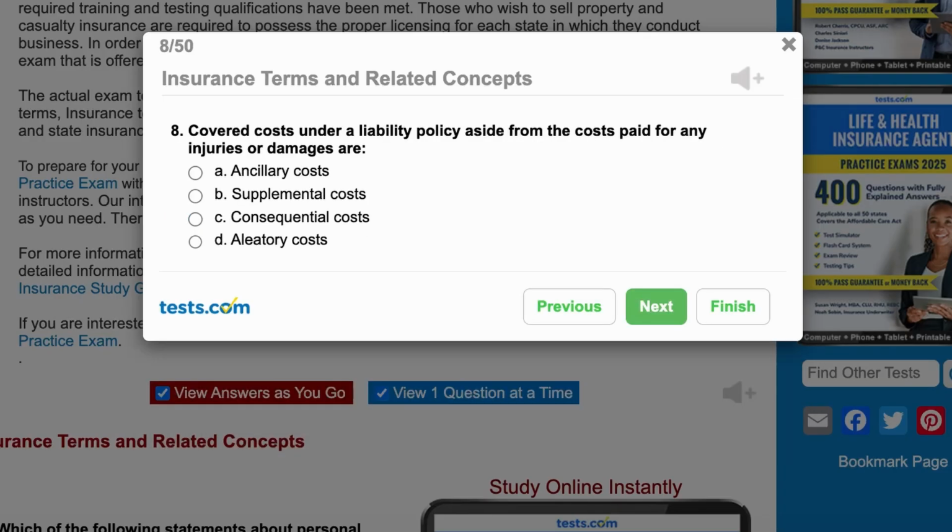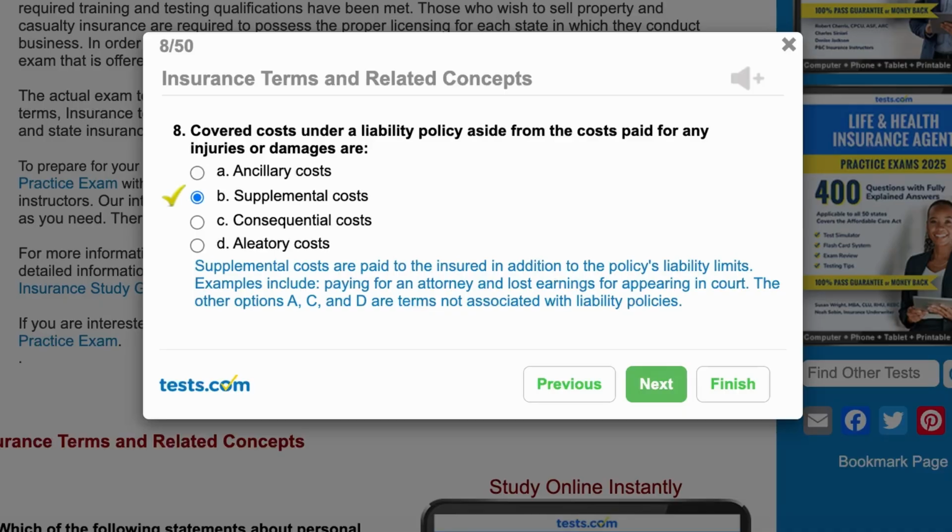Question 8. Covered costs under a liability policy, aside from the costs paid for any injuries or damages, are A. Ancillary costs. B. Supplemental costs. C. Consequential costs. D. Aleatory costs. B. Supplemental costs. Supplemental costs are paid to the insured in addition to the policy's liability limits. Examples include paying for an attorney and lost earnings for appearing in court. The other options, A, C, and D, are terms not associated with liability policies.